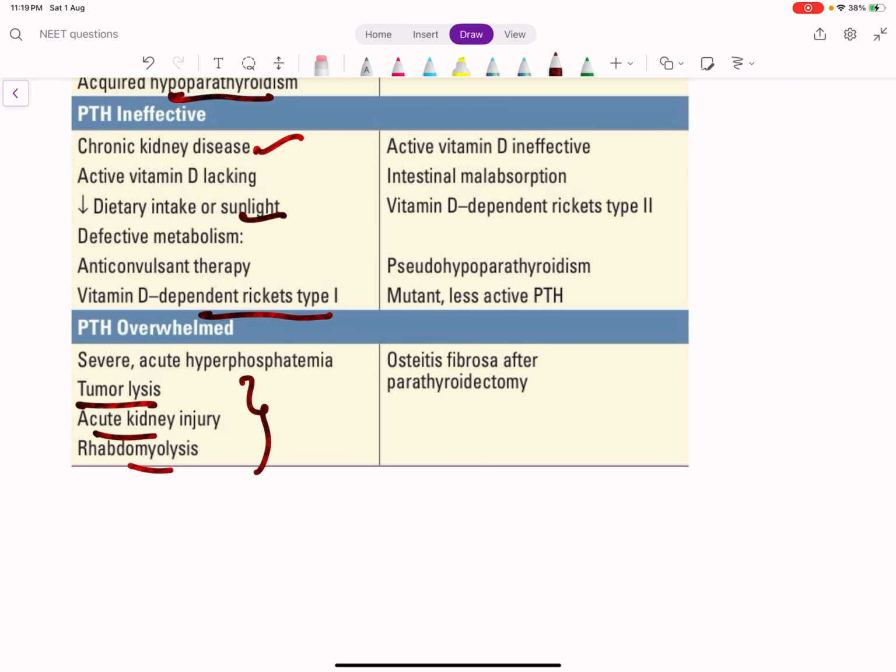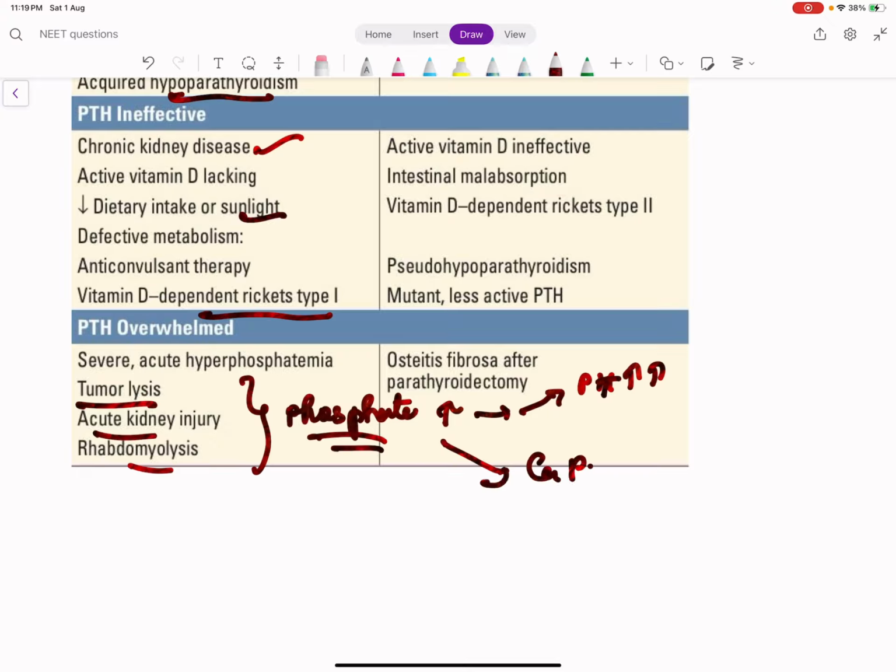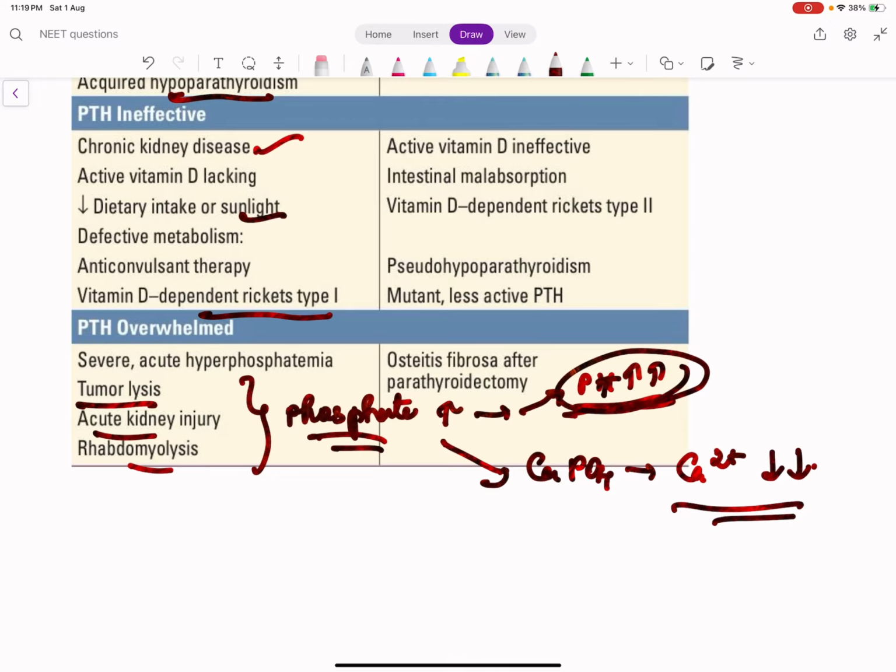So whenever tumor lysis or rhabdomyolysis occurs, all the phosphate from within the cells get released. So when phosphate is more, we know that PTH is secreted more. But the excess phosphate itself will bind to the calcium and form calcium phosphate. So calcium will become very low in these conditions. So despite high parathyroid, calcium will be low in these conditions.